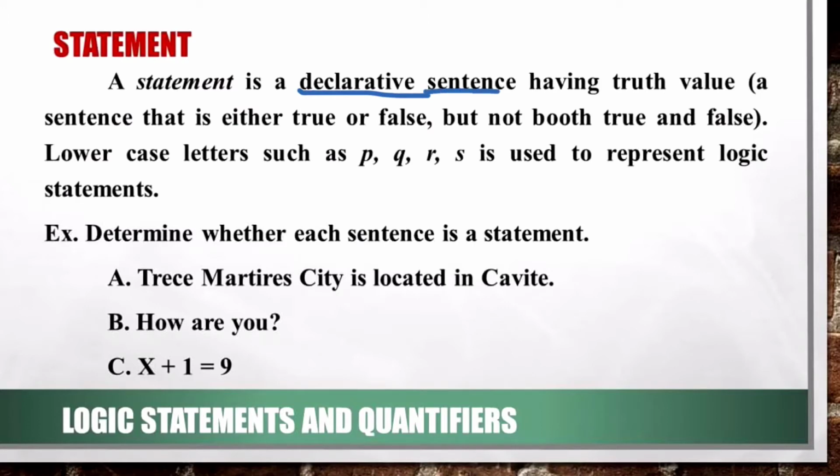Yung tinatawag po kasi na truth value, dapat na-identify natin na ang isang statement ay true or false. Pero hindi sila pwedeng maging totoo and false at the same time. So, example, determine whether each sentence is a statement. Trece Martires City is located in Cavite. So, this one is a statement. We all know na itong Trece Martires City ay nasa Cavite.